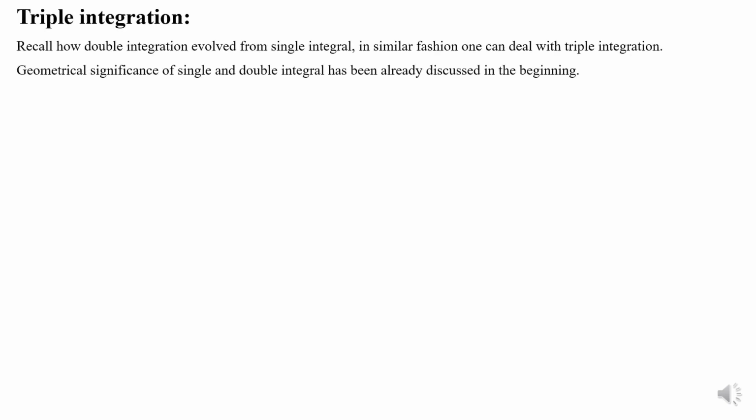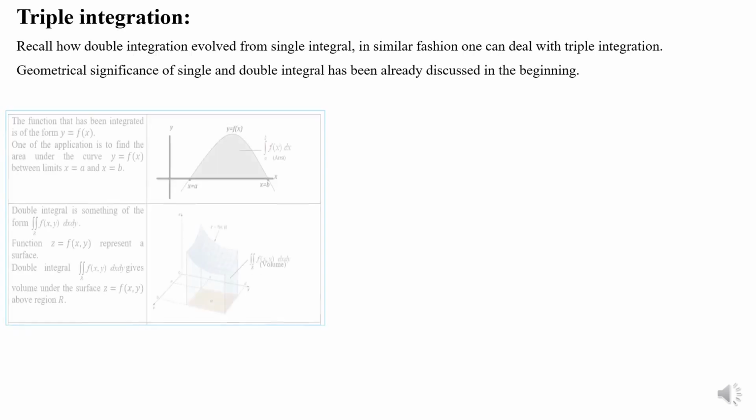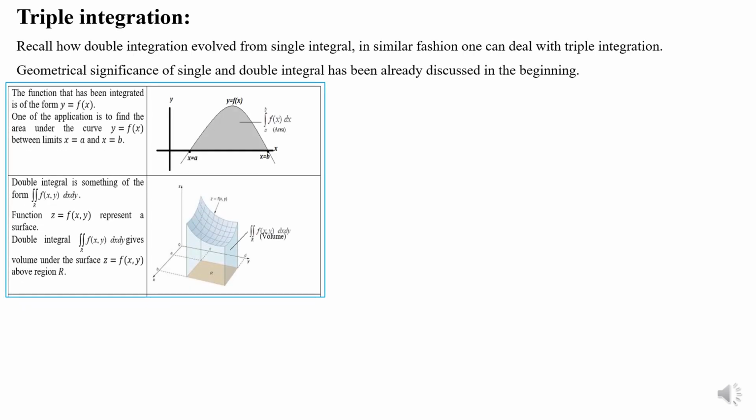If you recall how double integration evolved from single integration, in similar fashion we'll discuss triple integration. Have a look at this picture. Single integration was for a function of one variable, and you get an area under the curve. You integrate in this case from point A to point B, within a line.